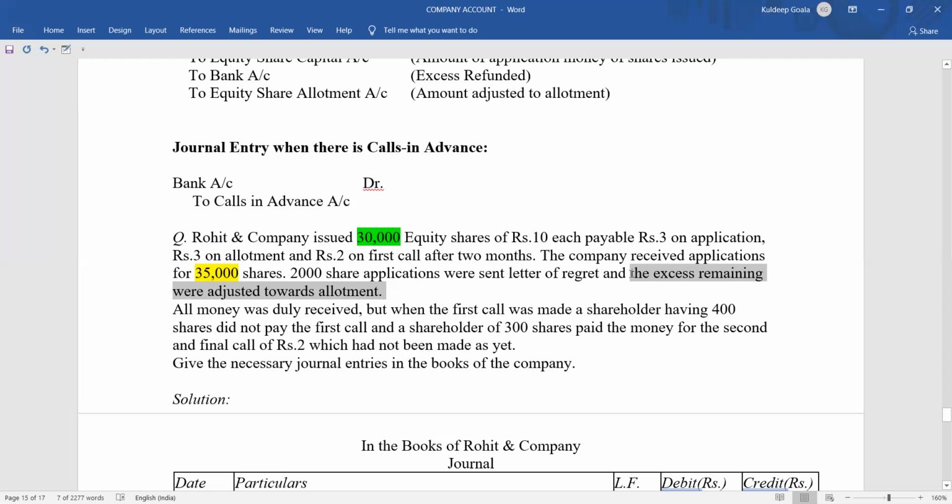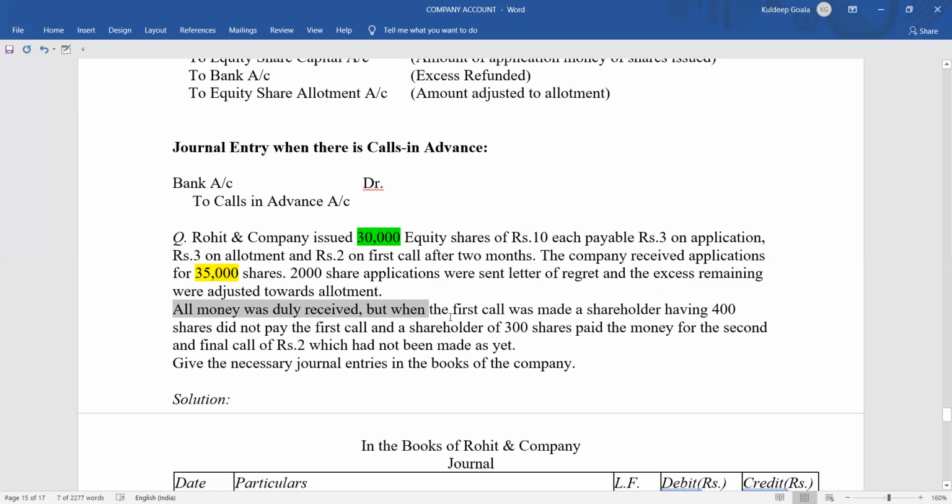The excess remaining were adjusted towards allotment. Whatever extra was there, that will go in the allotment account. That is called adjustment with allotment. After that, what is told? All the money was duly received, meaning whatever call was made, all the money was received.